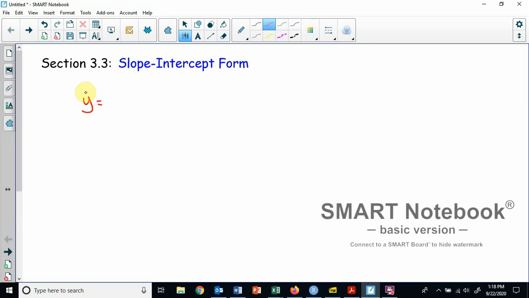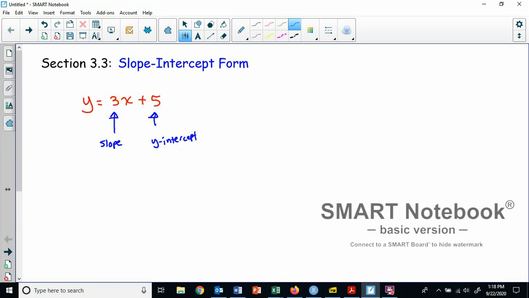If you get y by itself, solve for y, we noticed last time that the slope was the number sitting right next to the x. The one beside the x is the slope. Well, that's not the only special number you know when you get y equals. You also know the y-intercept. Slope, y-intercept. So we have these two special numbers.